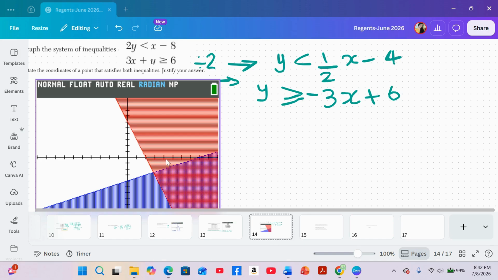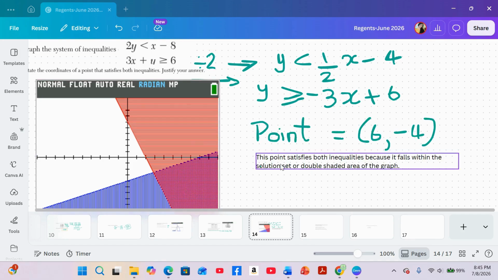1, 2, 3, 4, 5, 6, so 6, -3 is a good point, or 6, -4. Any area here. And to justify your answer, the point would fall within the solution set, which is here. So we have this point 6, -4, and that point falls within this shaded area here, the double shaded area. So it satisfies both inequalities.